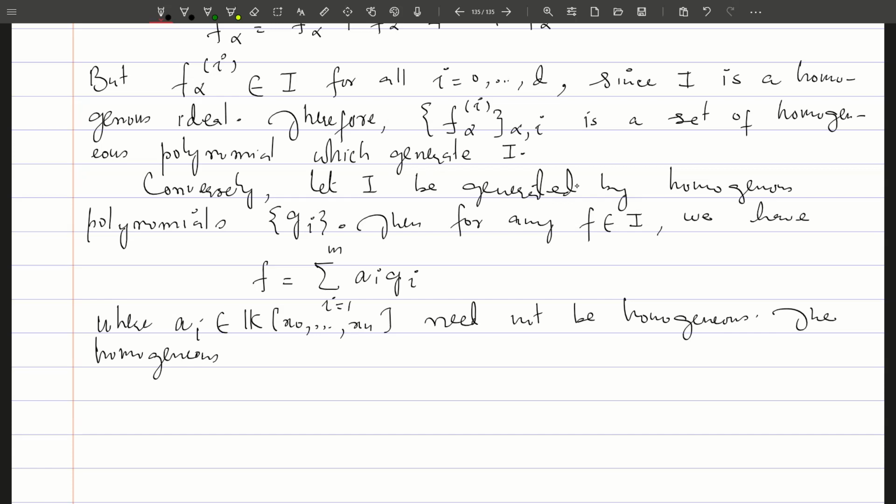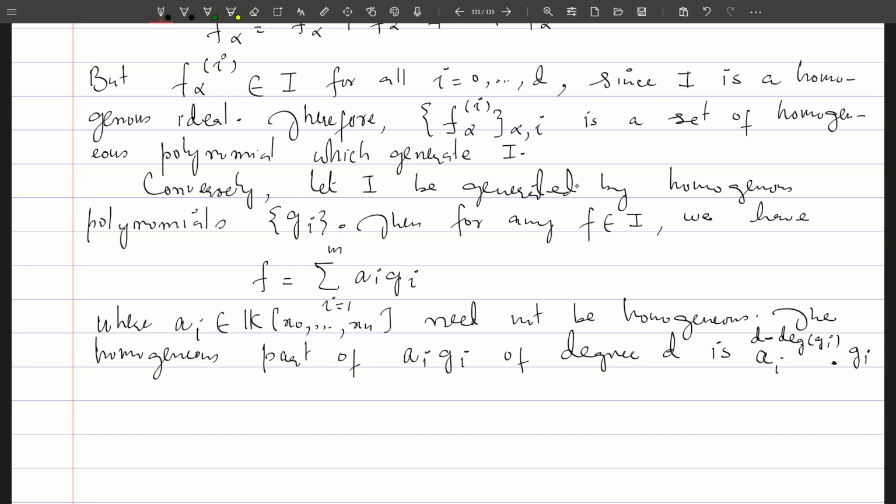I mean, the homogeneous part of say ai gi of degree d, this is actually the term ai to the power d minus degree of gi times gi. One can note over here that this term is of degree d.